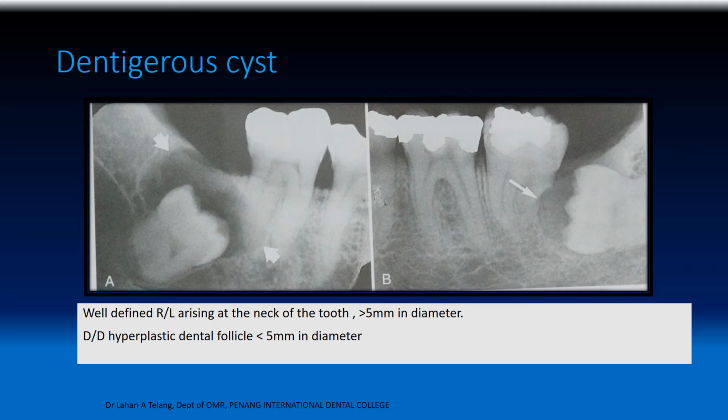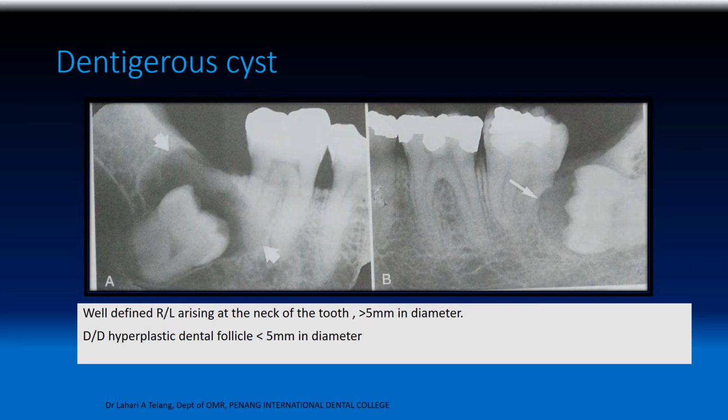Generally, the dental follicle covers all impacted teeth, and usually the size of the follicle, from the edge of the follicle to the edge of the crown, is just about 1 to 2 mm. It can even be considered a hyperplastic follicle or a bigger follicle when it's less than 5 mm. But anything beyond 5 mm in diameter, that means from the edge of the radiolucency to the crown, if it's more than 5 mm, you must suspect a dentigerous cyst.